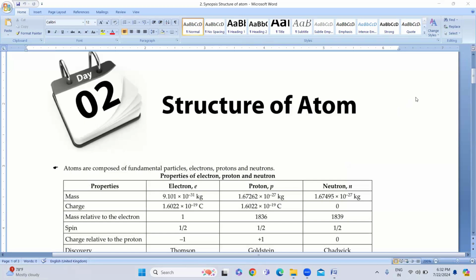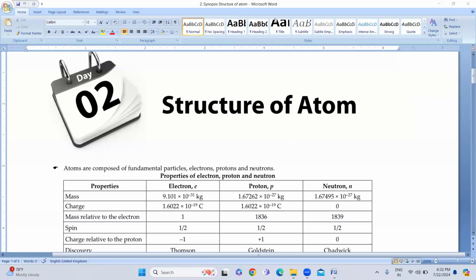So yes, today we are going to start with the next chapter. The next chapter which we are going to discuss is structure of atom. What are the important points which we have to remember from this chapter? What do you mean by structure of atom?